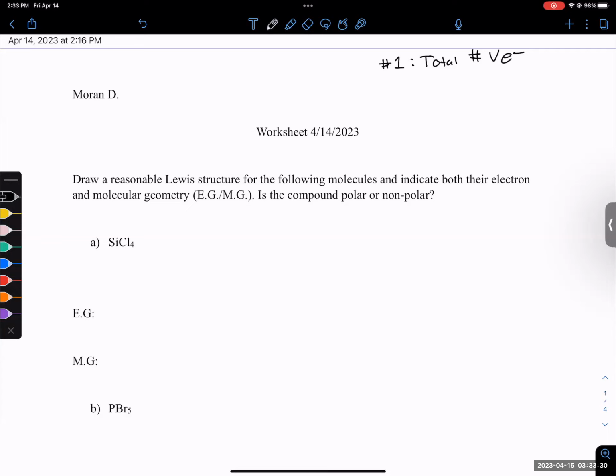And how many valence electrons does silicon have? Silicon, not silicone. 4, exactly. It's in the same main group as carbon. Therefore, it's going to have 4 valence electrons as well. So 4 here. What about chlorine? 7. So 7, and we have 4 chlorines. So 7 times 4 is 28, plus the 4 is going to be 32. So we have a total of 32 because we have 4 times 7 plus 4.